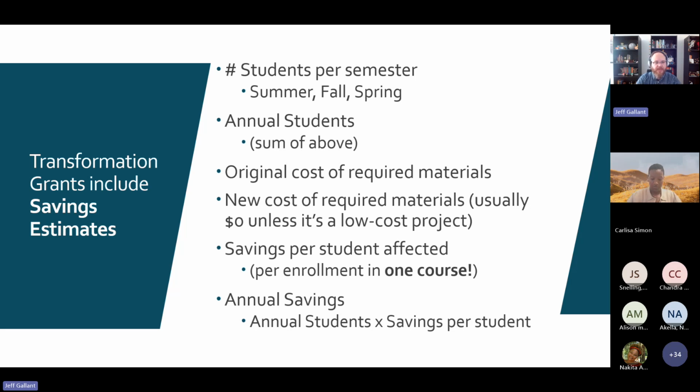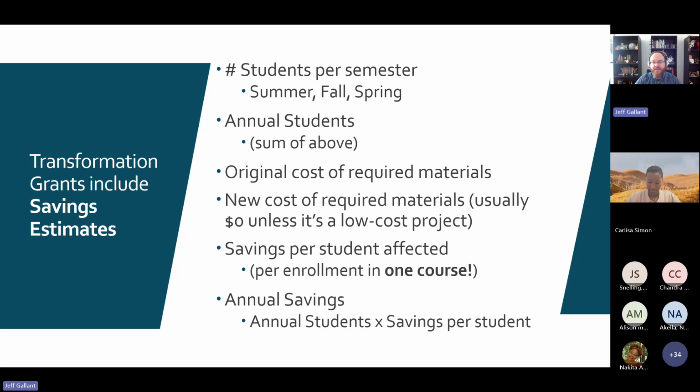And also look at the new cost of required materials. So if you're using just open educational resources or you're using no cost resources, then it's going to be $0, and therefore you are not subtracting any new cost from the original cost to determine the savings. If you have a low-cost project, like $35 for low-cost courseware, then from the original cost, you're going to subtract that 35 to get what the savings are per student affected. Because you're not really saving them the entire original cost, you're saving them the original cost, but you're costing them $35. That's how that works.